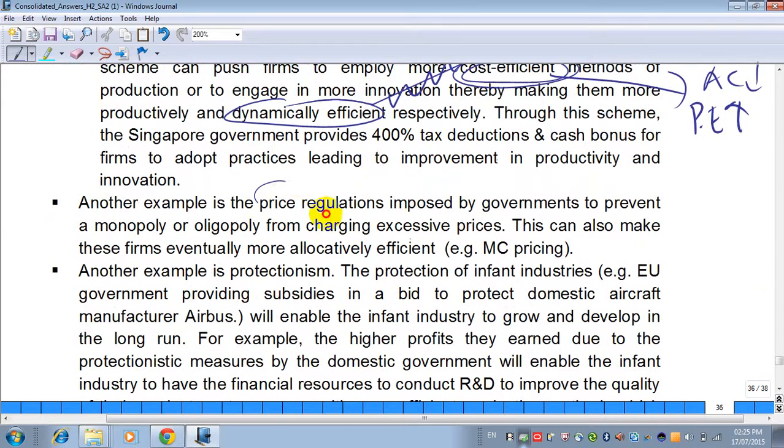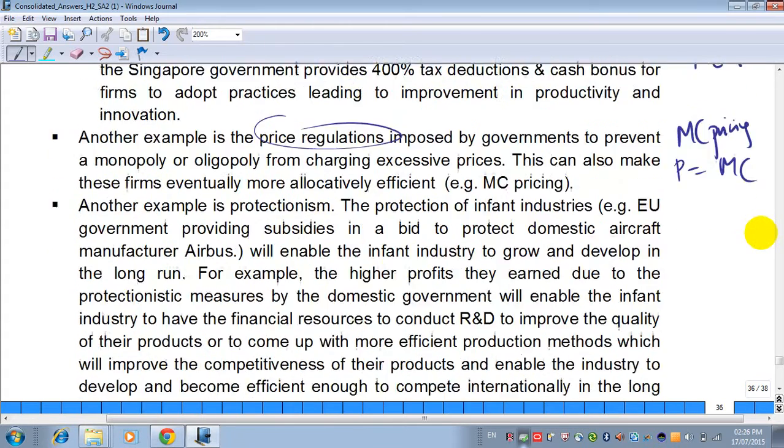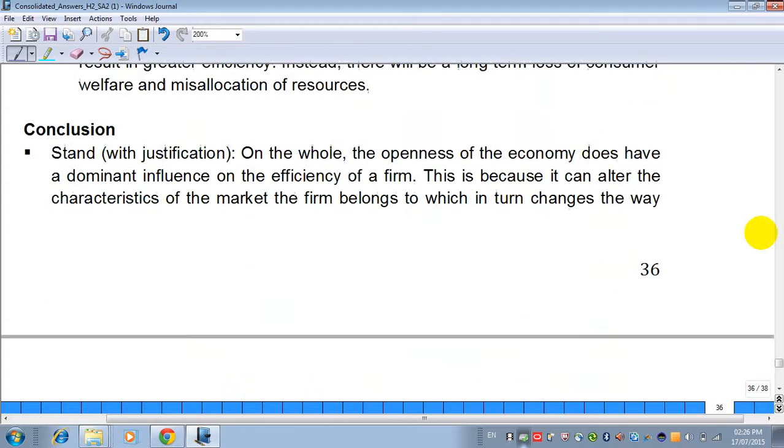Another example is that of price regulations. Do you remember I've taught you before about MC pricing, where the government forces the firm to price where P equals MC, because they think, hey, monopolists, you are charging an excessively high price. Please lower your price. Please charge where P equals MC, and that will allow the firm to achieve allocative efficiency. So can you see that governments can have a very big effect on a firm's efficiency? They force them to charge where P equals MC, there will be allocative efficiency. And the point on protectionism, you read it when you get the notes.